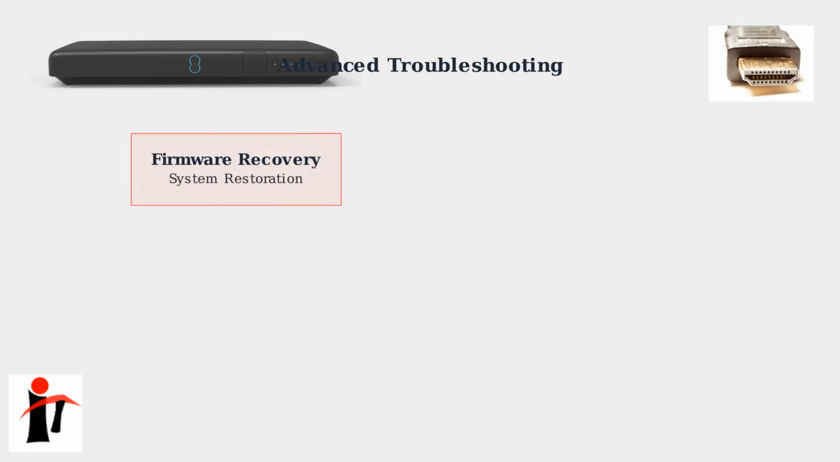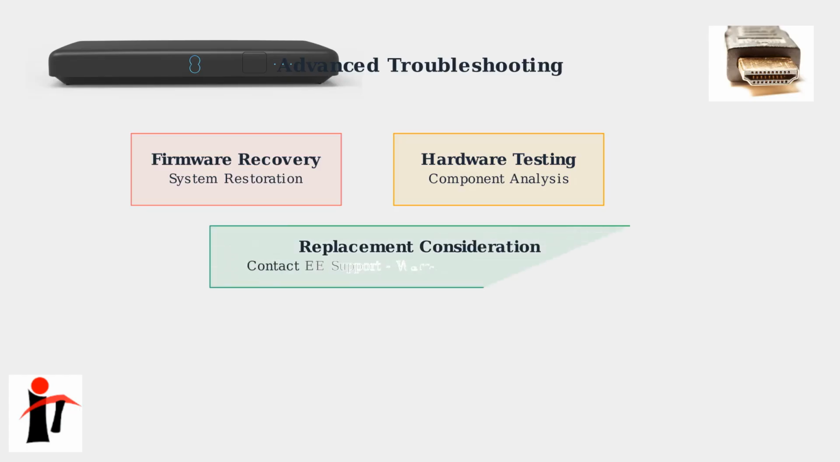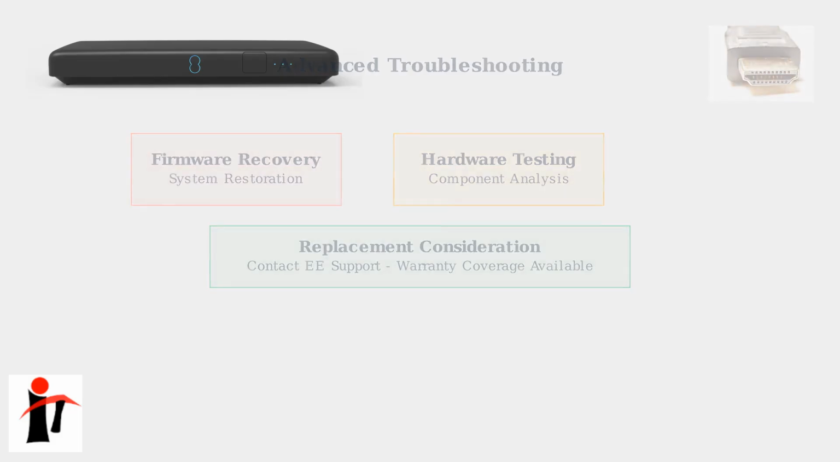If intermediate solutions don't resolve the issue, advanced troubleshooting becomes necessary. These methods address hardware-level problems and system corruption. Advanced troubleshooting involves firmware recovery procedures that can restore corrupted system files and return your device to a functional state. Hardware component testing using professional diagnostic tools can identify failing components like HDMI ports, power circuits, or internal processors. If hardware failure is suspected, contact EE support for a replacement unit, especially if your device is still under warranty coverage.